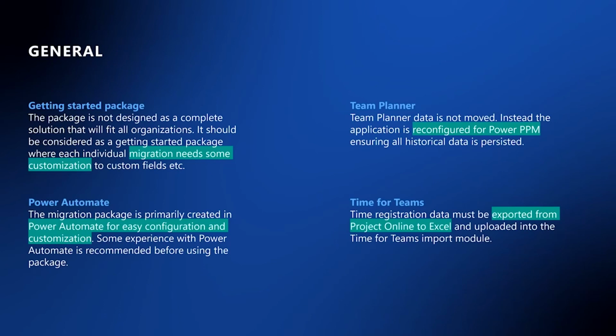The most part of the package is built upon Power Automate, which is, of course, a very strong tool for importing and exporting data. We also see a lot of people who have good experience with using Power Automate. I should say that some knowledge around Power Automate is recommended before using this tool, as it makes everything easier to configure. As I said, Team Planner data is not moved as such. It is instead reconfigured to point to Power PPM instead of Project Online. Time registration data is exported into Excel and uploaded into the Time for Teams module.